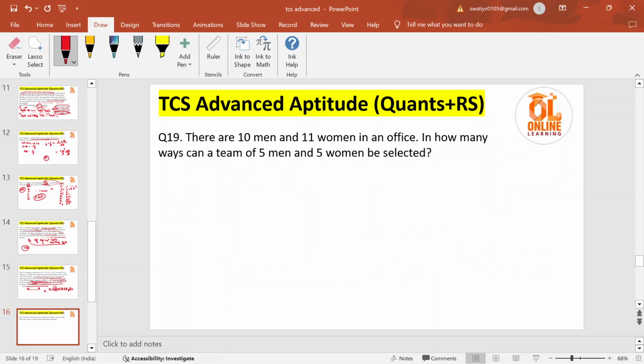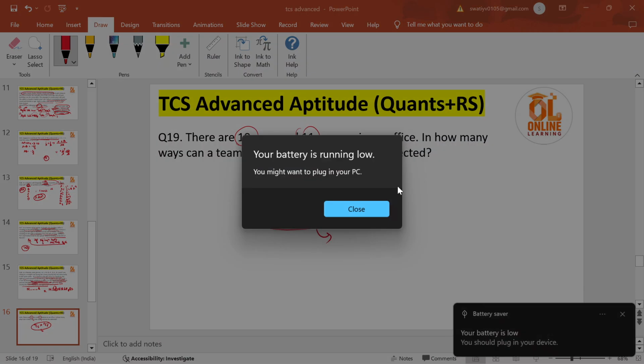So now this is your question. There are 10 men and 11 women in an office. In how many ways can a team of 5 men and 5 women be selected? Simply from these 10 select 5, from these 11 select 5. So that is 10C5 cross 11C5 is your answer. Solve this and let me know your answers in the comment section.